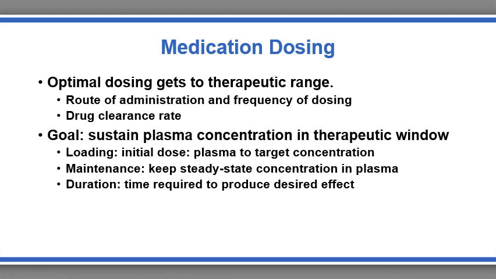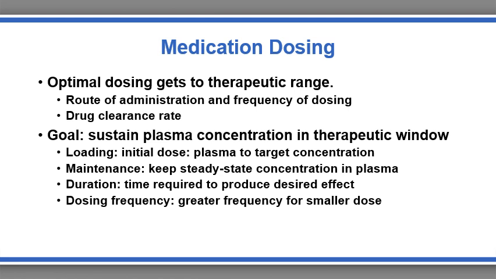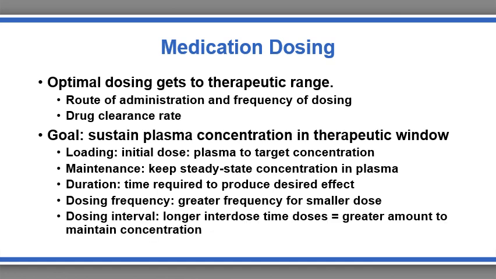The duration of action, that's just the time required to produce the desired effect. So basically it's the time for a single dose of medication to produce whatever effect it is looking to bring about. Your dosing frequency, obviously the greater the frequency, the smaller the dose. So if a drug has to be administered more frequently, the dose of the particular drug is going to be smaller. The dosing interval, the longer the inter-dose time goes, the greater the amount needed to maintain concentration. Okay, so these are just some terminology related to the particular drugs and their therapeutic window.